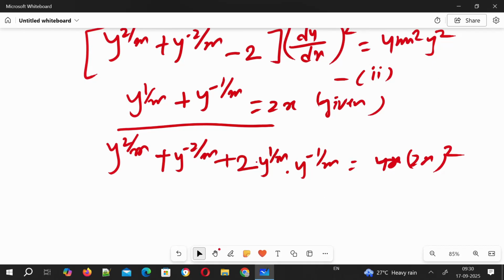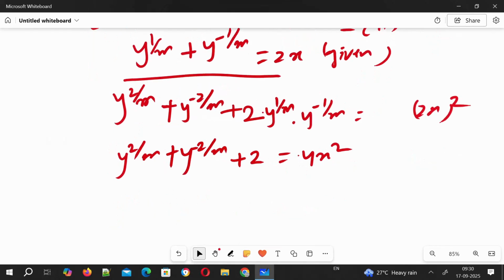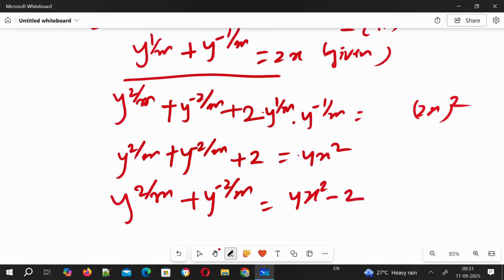So you just need to write this in the form y to the power 2 by m plus y to the power minus 2 by m plus 2, and here you can write 4x squared, right? So you can arrange it in the form y to the power 2 by m plus y to the power minus 2 by m equal to 4x squared minus 2, right? This will be equation third.